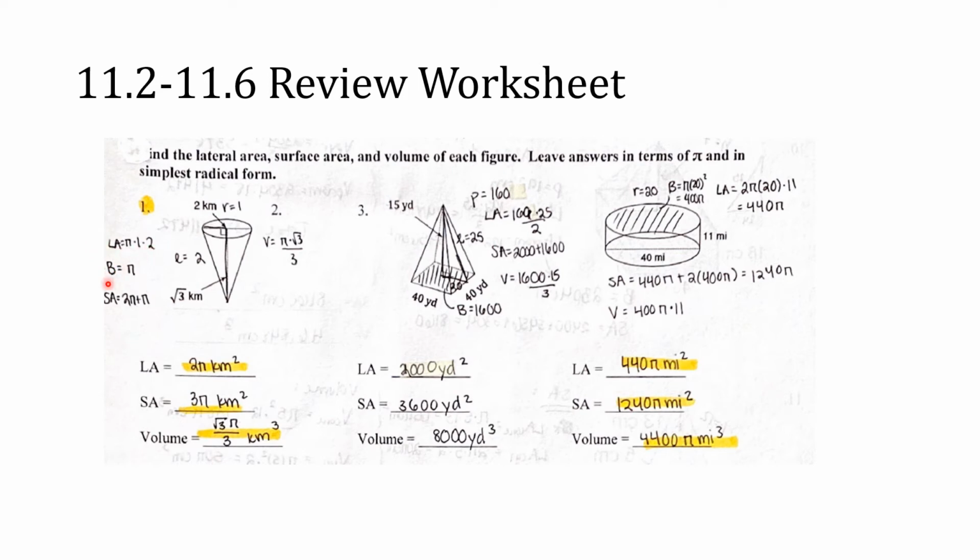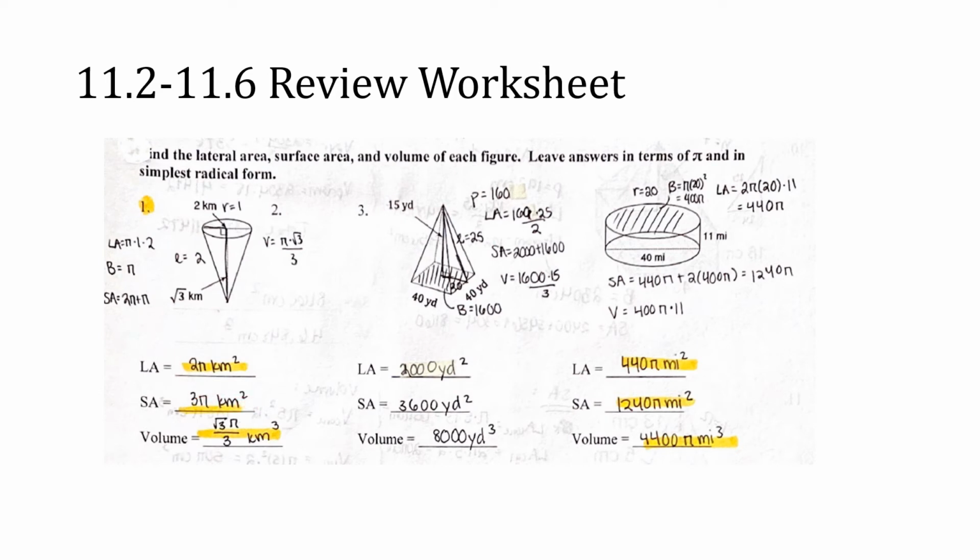And then the area of the base is just pi. Since my radius is 1, pi r squared, well, 1 squared is just 1. So it's just going to be pi kilometers squared. So when I find my surface area, that's going to be the lateral area, which is 2 pi, plus 1 base, which is pi. So that gives me a total of 3 pi kilometers squared for my surface area.